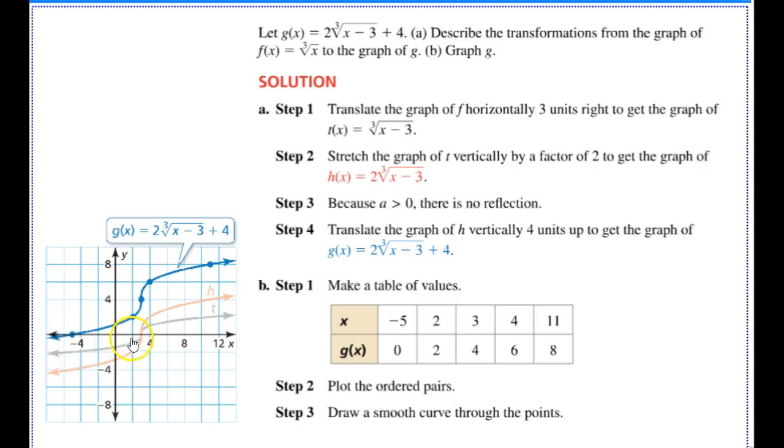So I moved everything over 3. Then I stretched it, right? That's what this red graph shows: I didn't move any of this original point. I just stretched my graph vertically. And then I translated that whole pink graph up by 4 units. Okay, so that's what I've done with this graph.